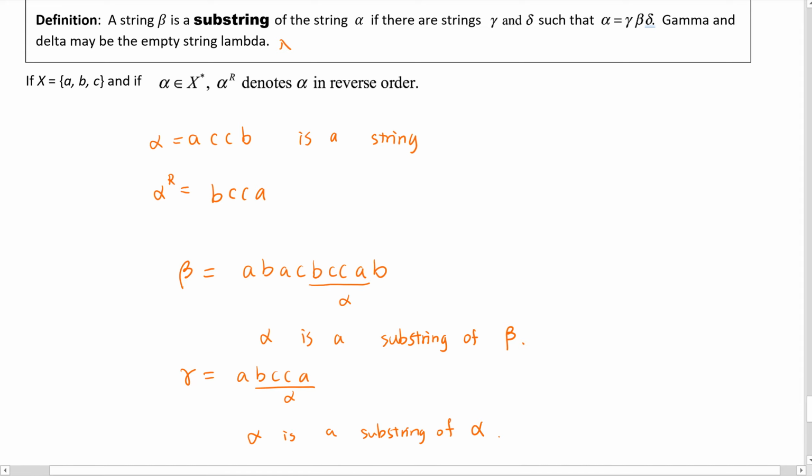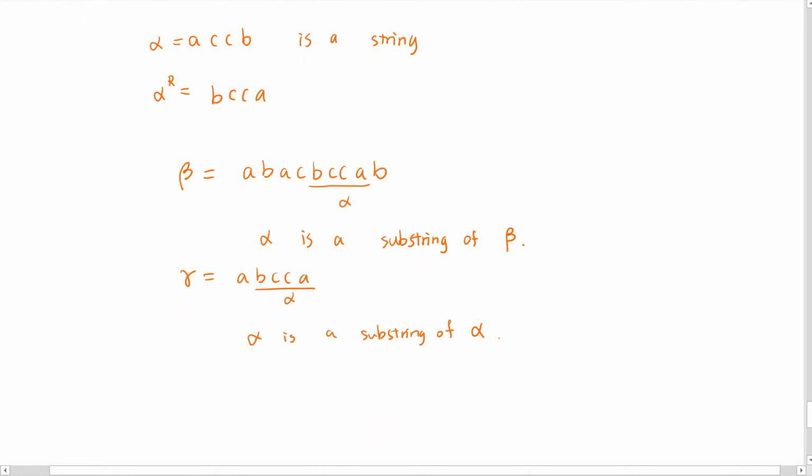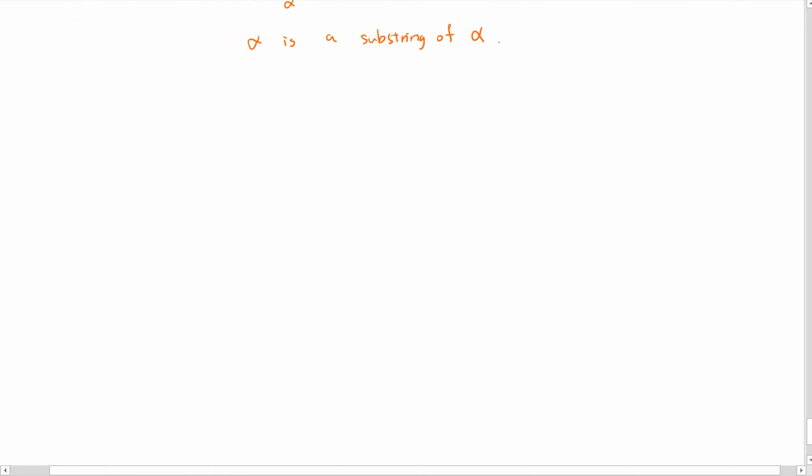So here are the concepts about substrings. And that's it for today.